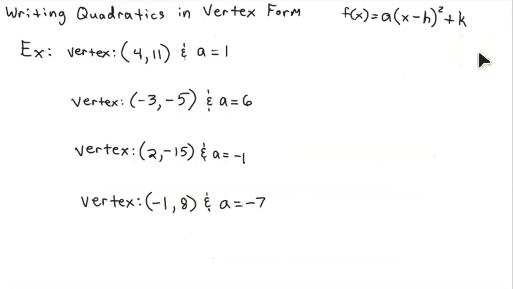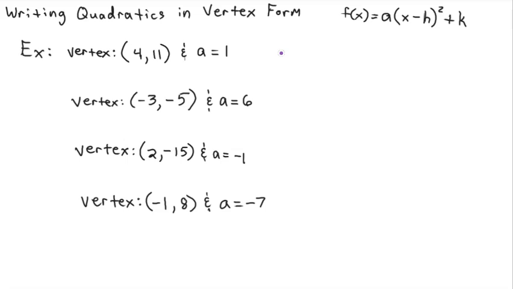Okay, now what we're going to do is write the vertex form of the function, given the vertex and the a. So now we're going backwards. We're starting with the a and the vertex, and we're going to write the function in vertex form.